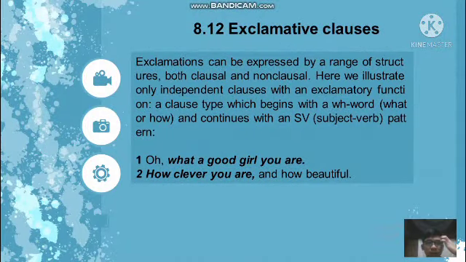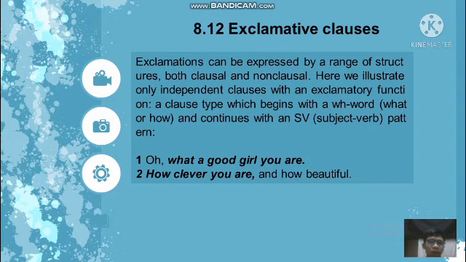So, exclamative clauses. Exclamation can be expressed by a range of structures, both clausal and non-clausal. Here we illustrate only independent clauses with an exclamatory function: a clause type which begins with a WH word, what or how, and continues with a subject-verb, or SV, pattern. So for example, oh, what a good girl you are.